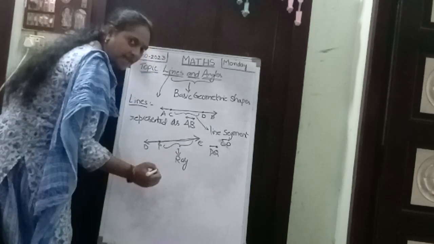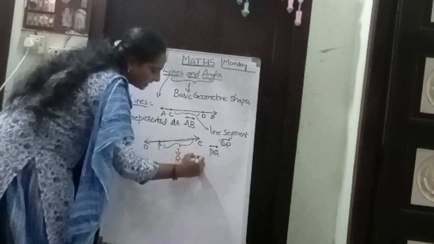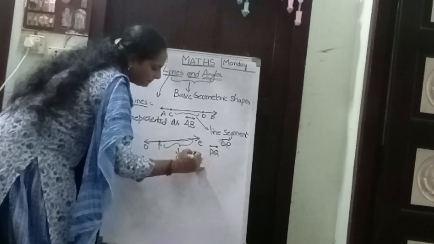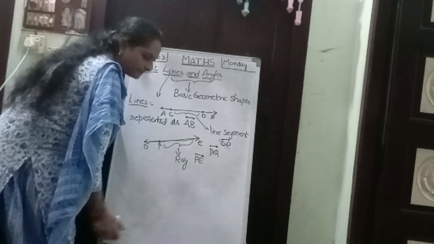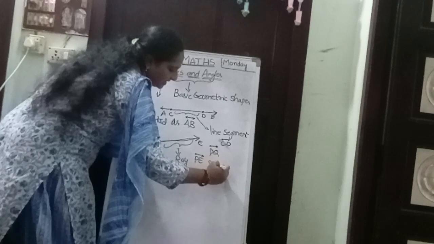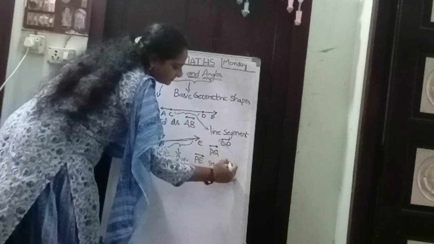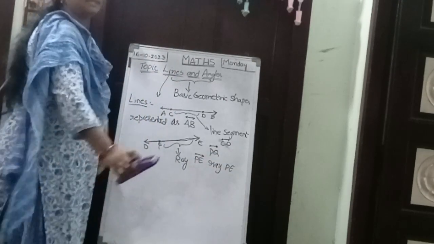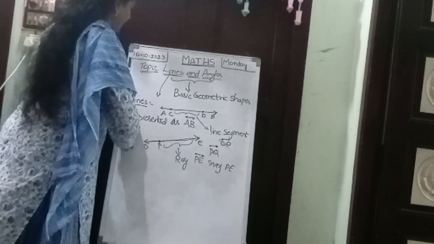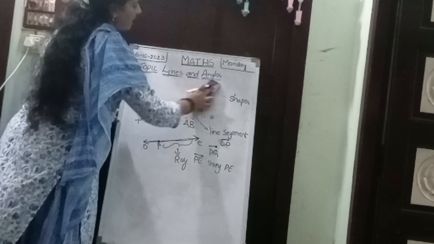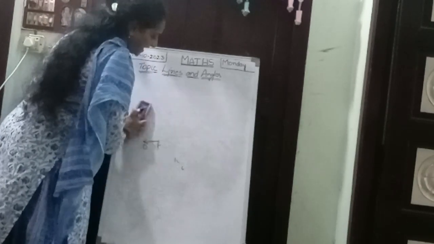How can we represent it? Like PE, ray PE. Above that you have to draw a small ray, or you can write it as ray PE also. These are the two specific parts of a line.